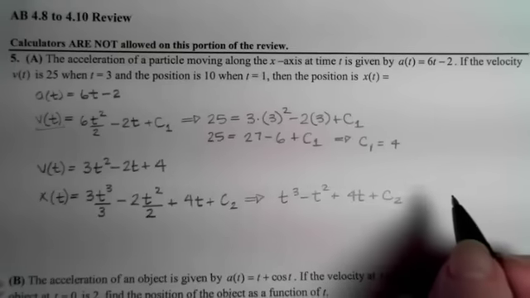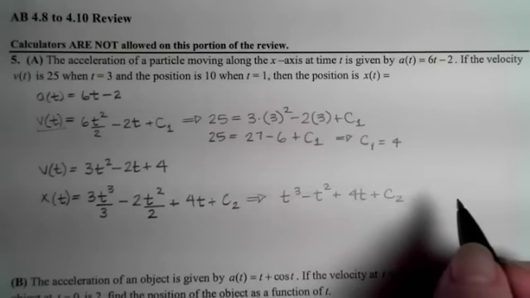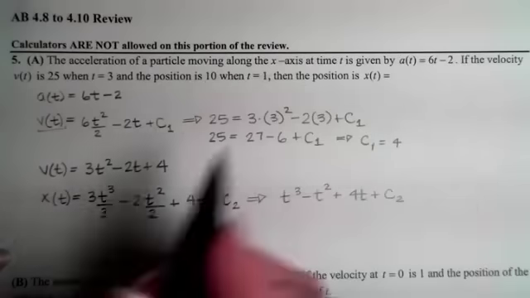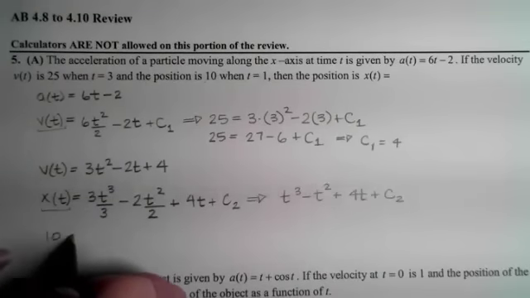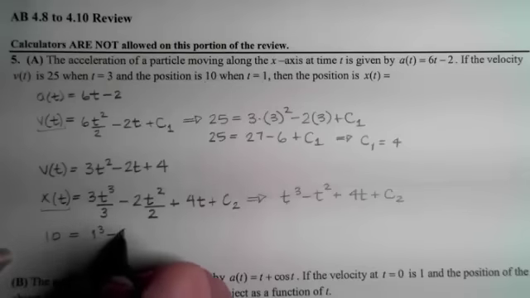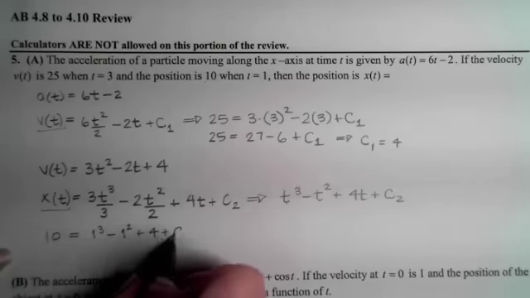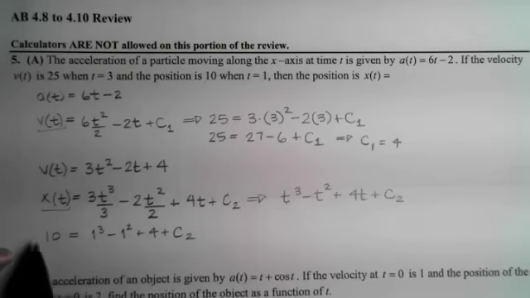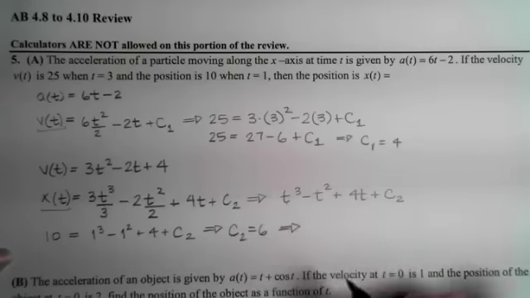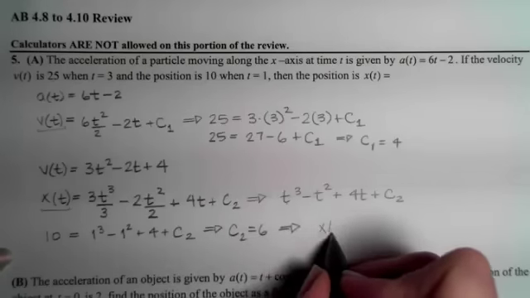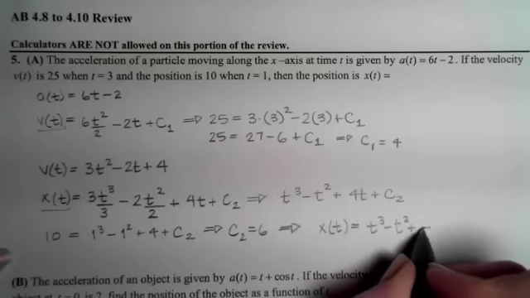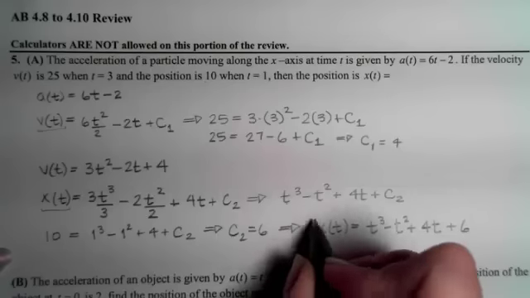In order to nail down the second constant, I need to know information about a point on the position curve. So I come back up here, it says the position is 10 when time is 1. So that means my position will be 10 when the time is 1. So I plug that 1 in. I add this together, I get a 4, so c sub 2 is going to be 6. And then I can write the equation for my position curve by plugging the c back in. So I have t cubed minus t squared plus 4t plus 6.